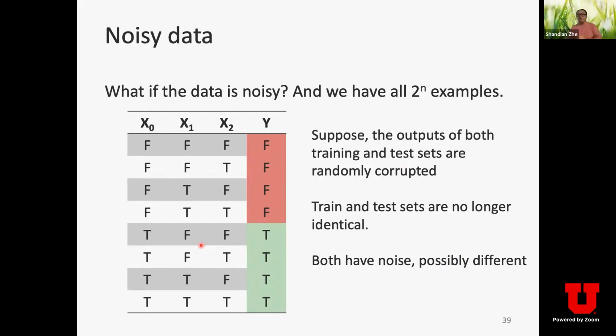We're going to still use a simple example. Here we will assume that the outputs of the training and test sets are randomly corrupted. We're not assuming we're going to randomly corrupt the feature values. Let's just assume there's some kind of random noise which corrupts the labels in both training and test sets. That means each label in the training set has some chance to be flipped. Similarly, each label in the test set has some chance to flip. Then what will happen?